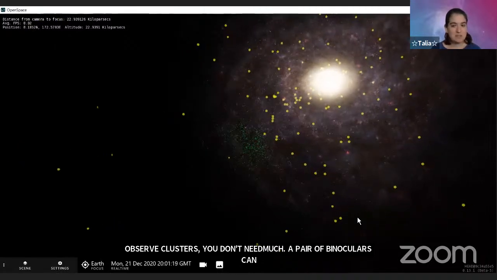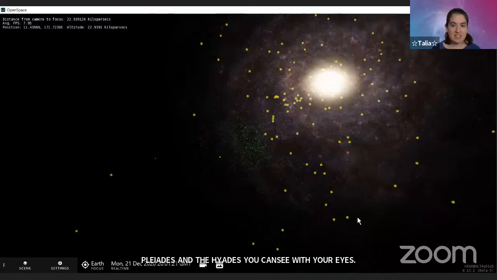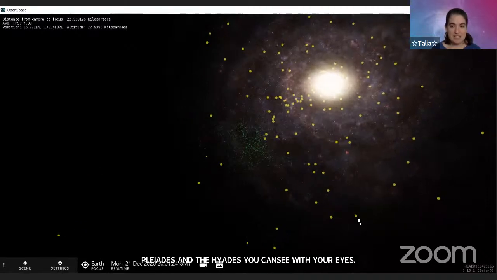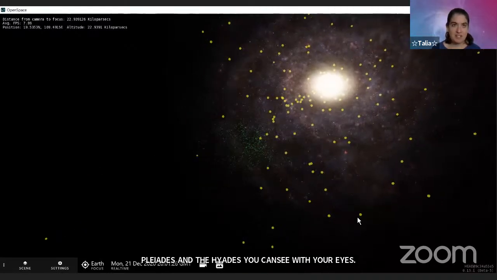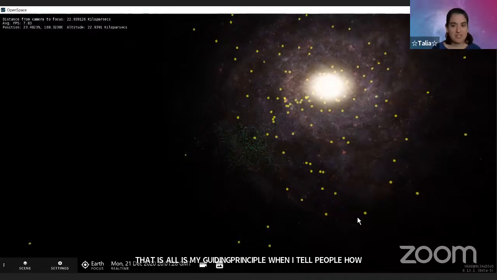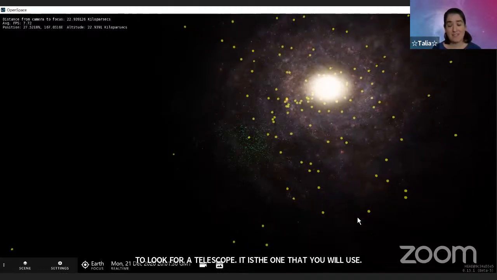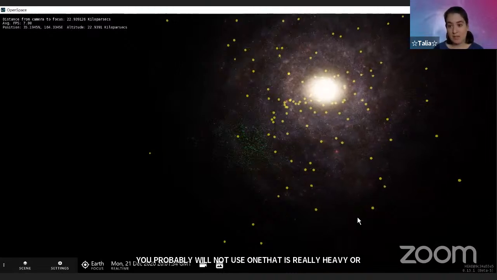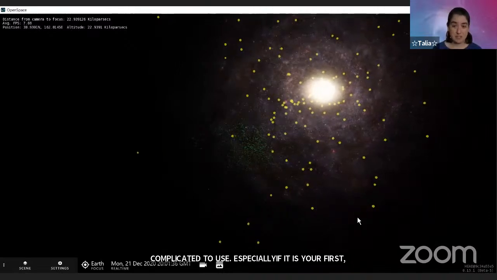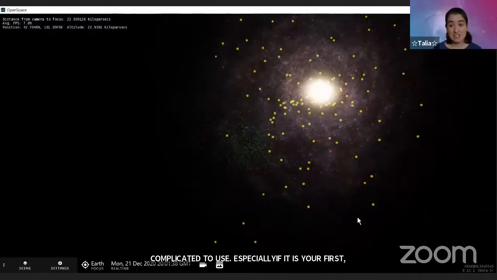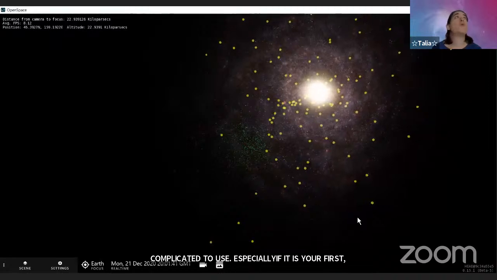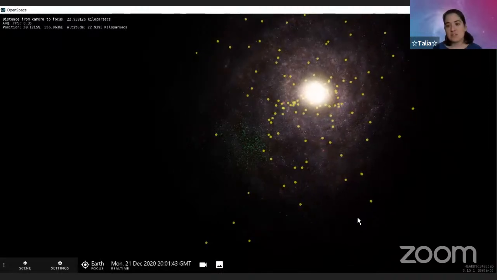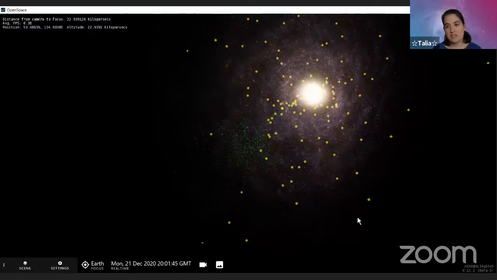You're probably not going to use one that's really heavy or really complicated to use. So look for one, especially if it's your first telescope, that's kind of basic and doesn't have a huge lens or mirror, because that's going to drive the weight up. And you don't need a huge lens or mirror to see things like these clusters or planets in the sky or the Orion Nebula. There's all sorts of things you can see through even a small telescope.